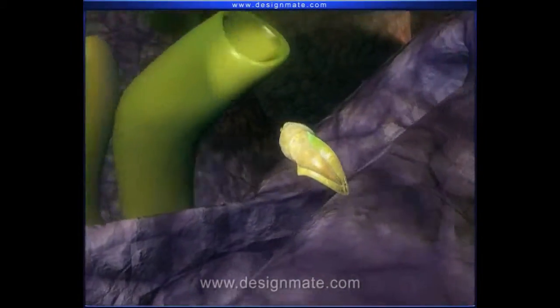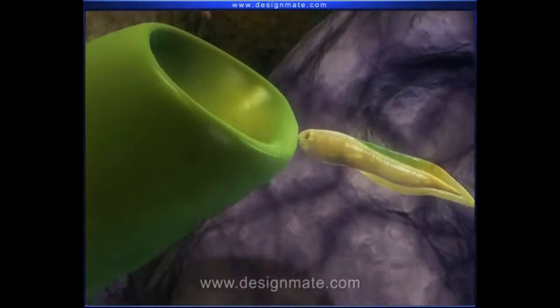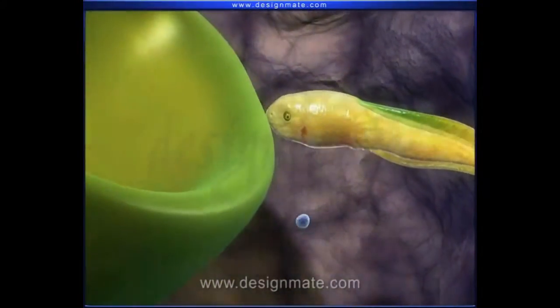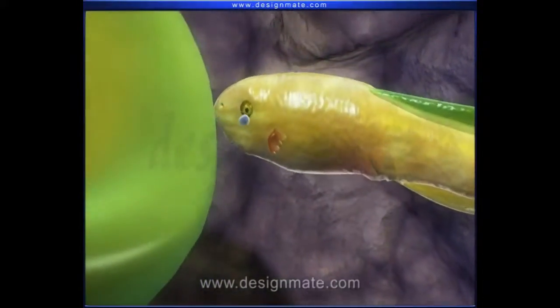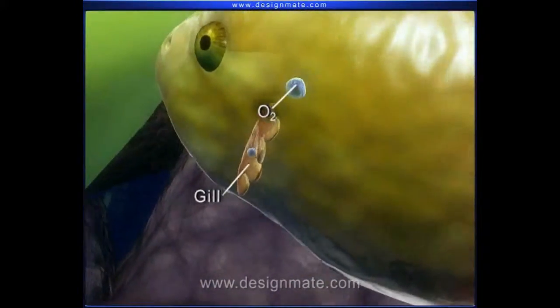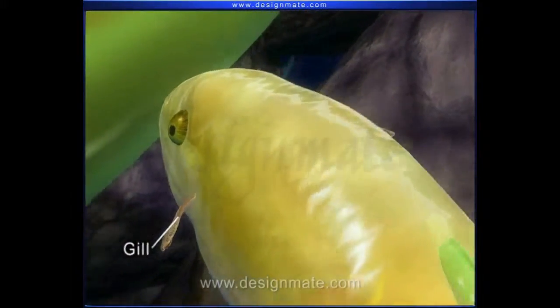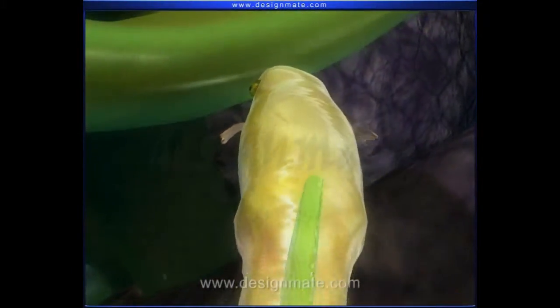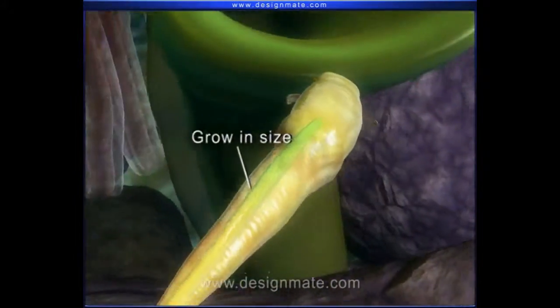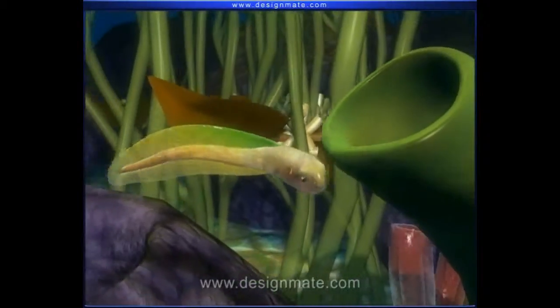It flows along with the water current and attaches itself to a plant for support. This tadpole breathes through its gills, which can be seen on the sides. They gradually grow in size and start moving freely.